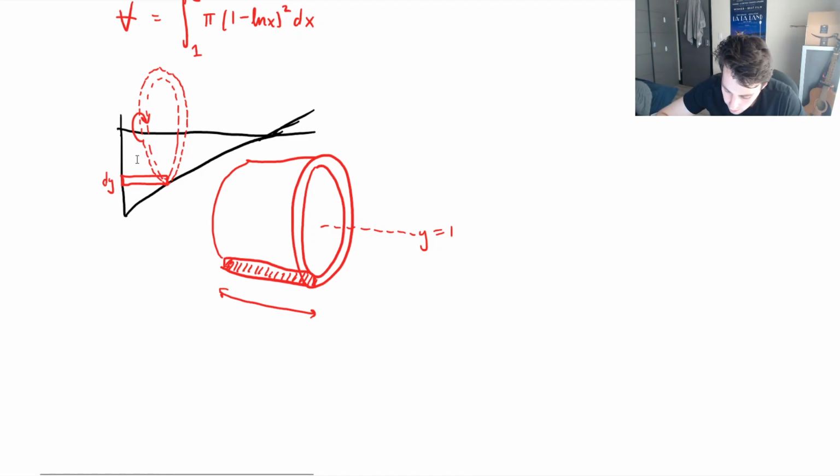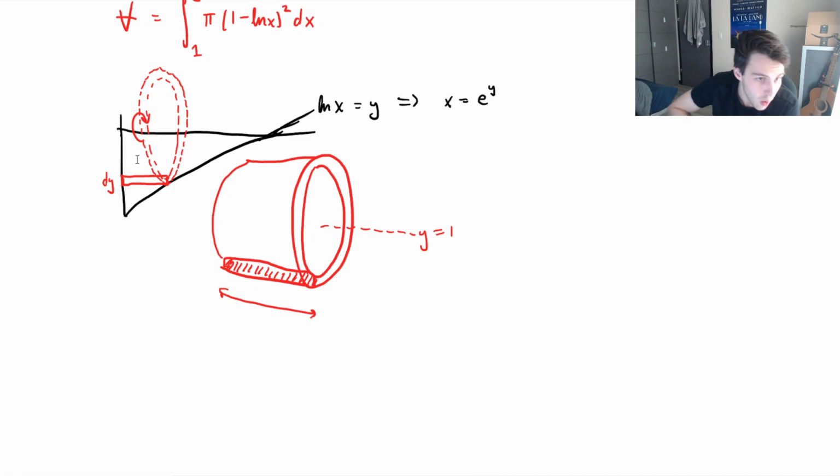Well, we know that this goes up. It goes from x equals 1 to, well, this is y equals ln of x, right? So if we were to find the inverse of this, we could say that x is equal to e to the y. This is just the expression for x. If we wanted to find out what the x value was at any y value of y equals ln x, then we would just need to do the inverse of that. So that's x equals e to the y.